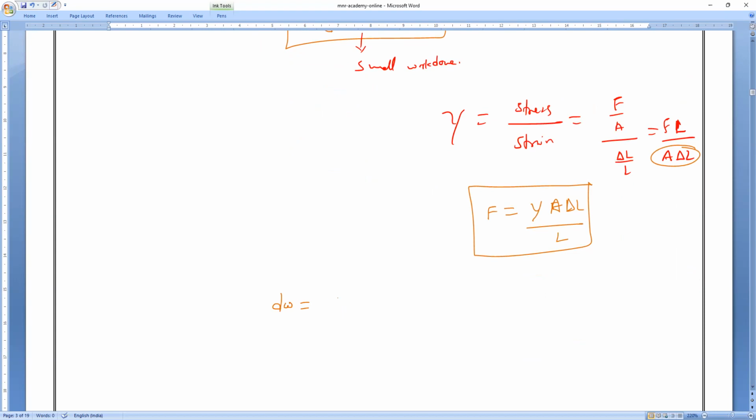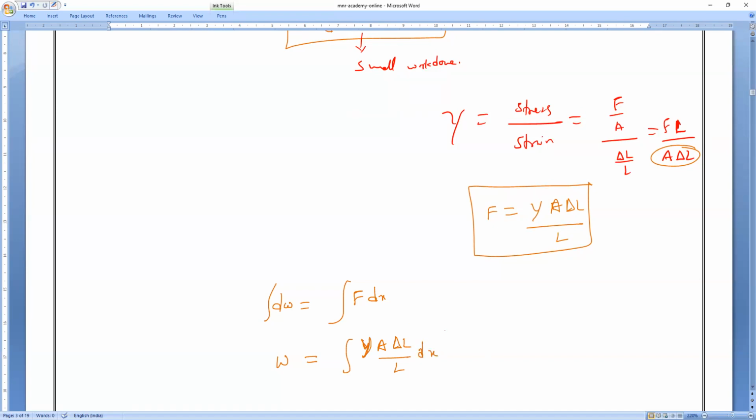So dW is equal to, if you have noticed, what is the formula? We got it: F dx. So I will apply the integration. Integration of dW is W. Now, integration of F value, how much did we get? Young's modulus times A times delta L divided by L, into dx. So if you have noticed it.